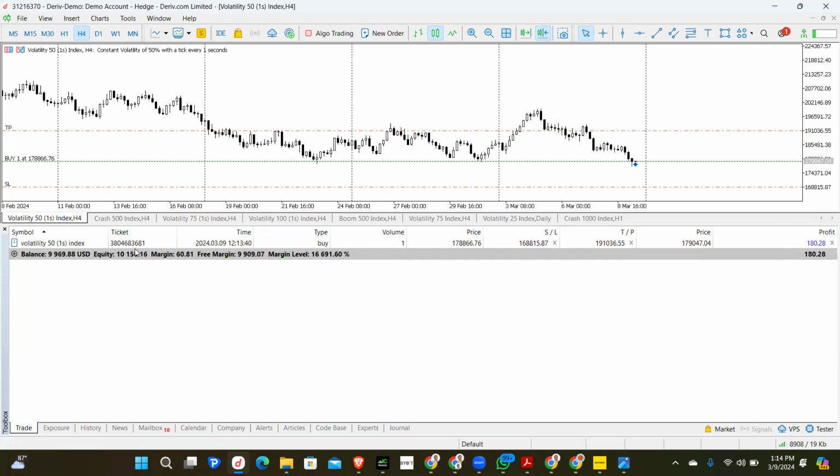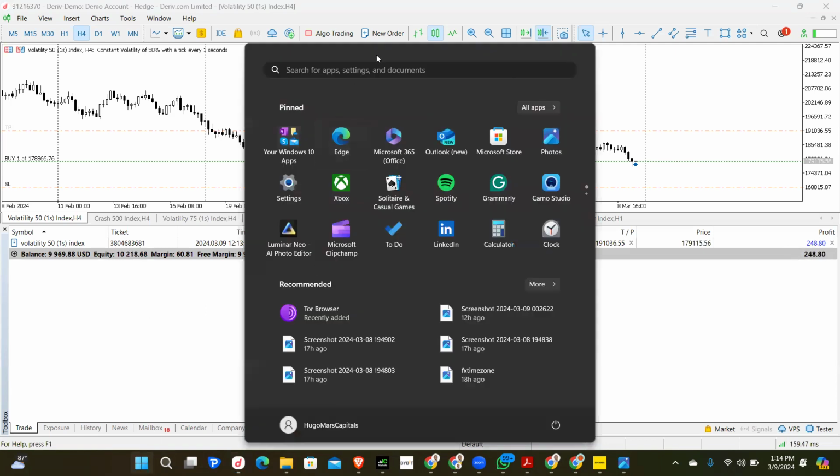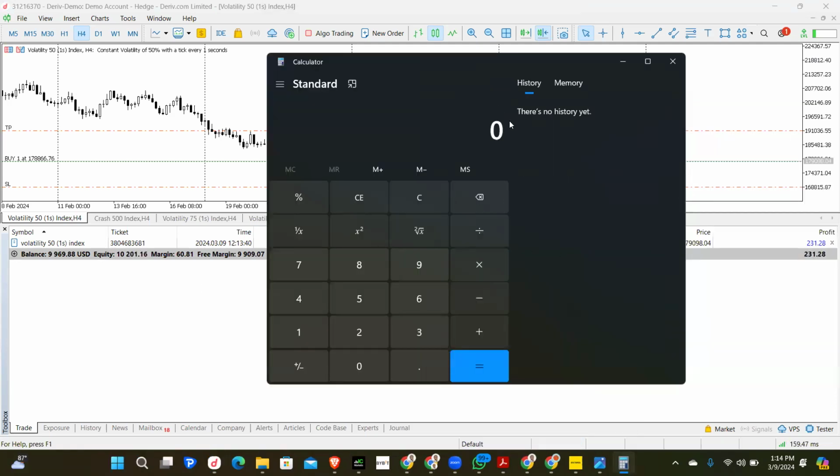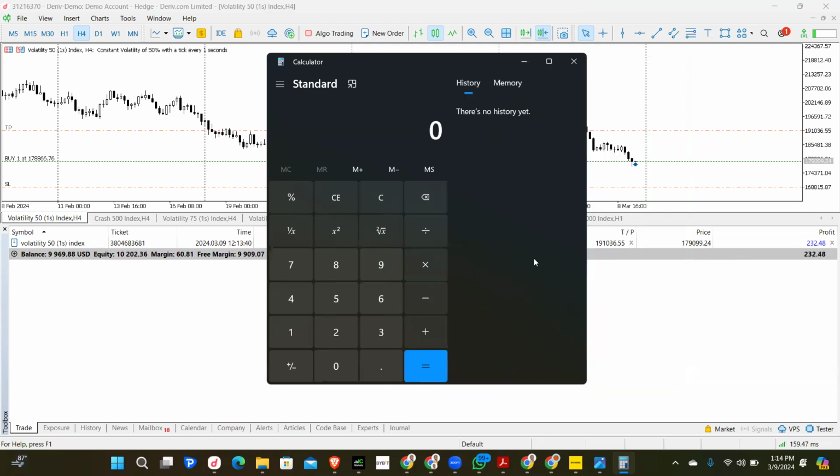But once we start losing, we are going to see that the equity might be less than the balance. Let me bring up the calculator. Now our equity, remember we said that the equity is your initial balance plus your profit, or your initial balance minus your loss. So the initial balance is 9969.88, right?